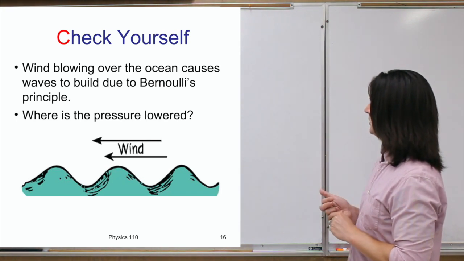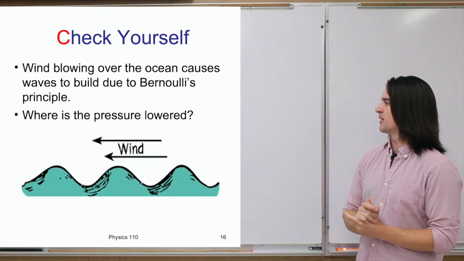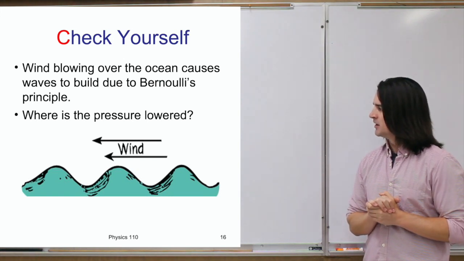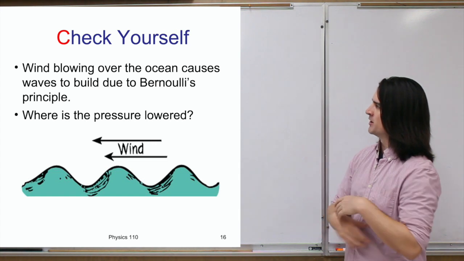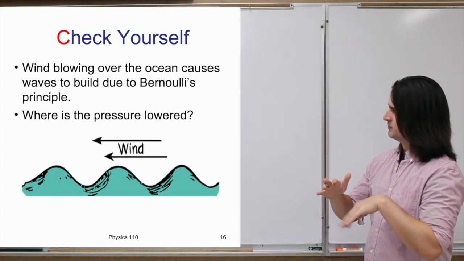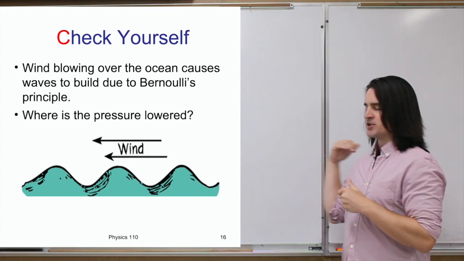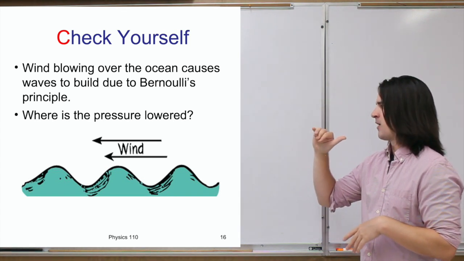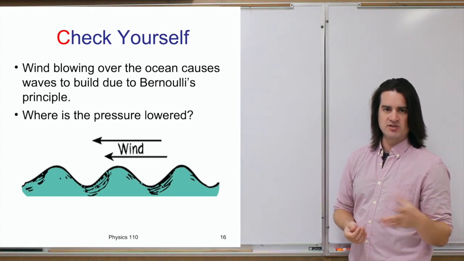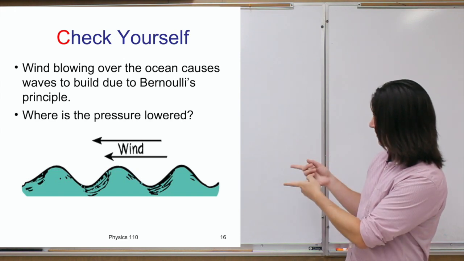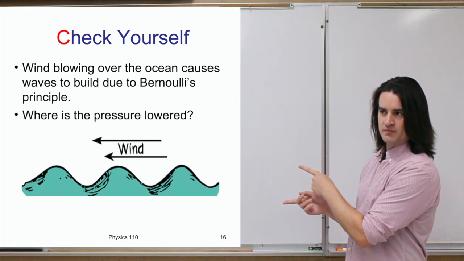All right, so how about a little check for yourself, having to do with Bernoulli's principle and difference in pressure when you have a lot of wind movement. If you're thinking about being on the ocean somewhere and you have these little waves building, and then you also have a strong wind blowing by, that movement of air is going to cause the pressure to be lower in some areas than in other areas, right? So where in this picture would you say that the pressure is lower than atmospheric pressure?